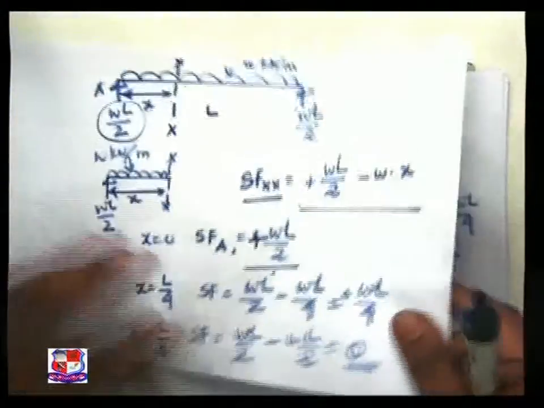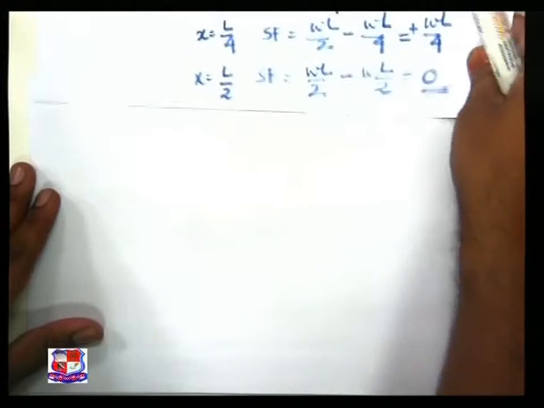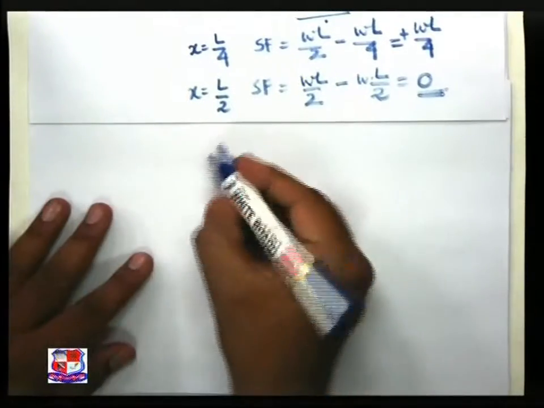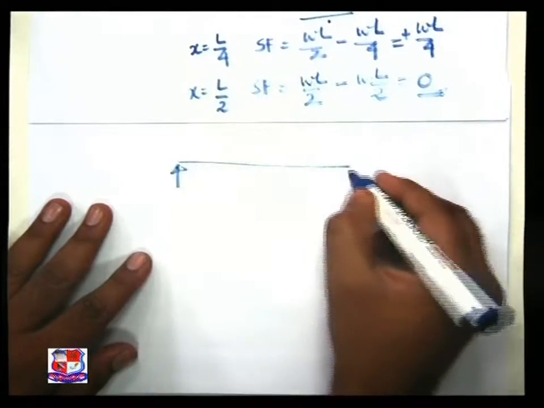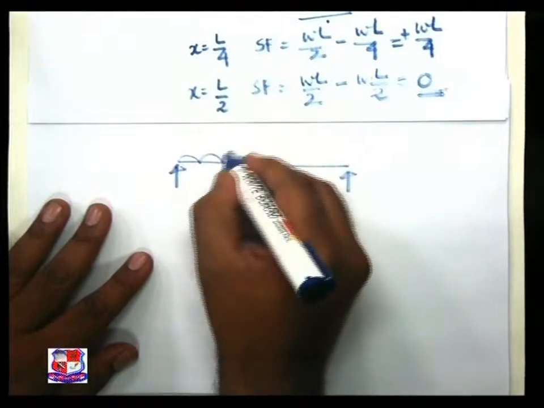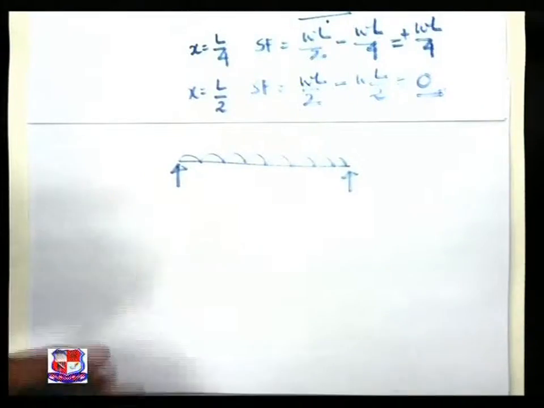So now let us plot the variation of shear force diagram along the length of the beam. Then this is the simply supported beam with UDL.